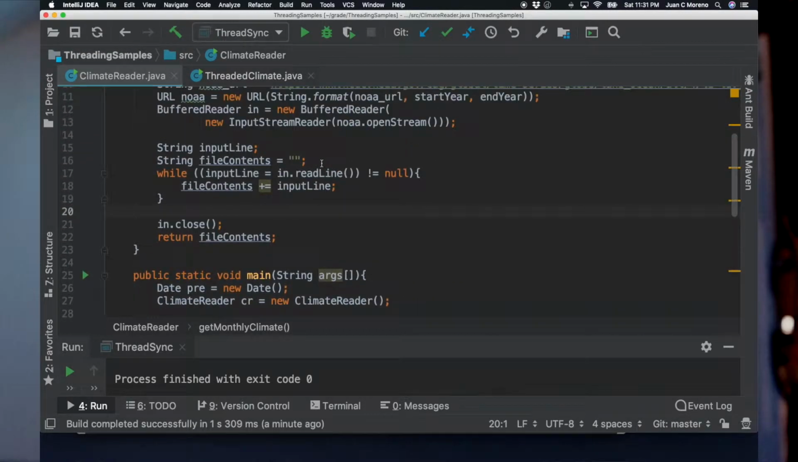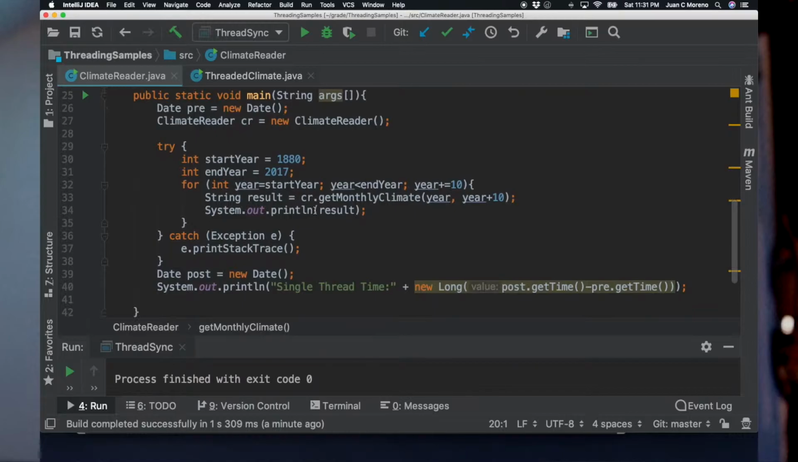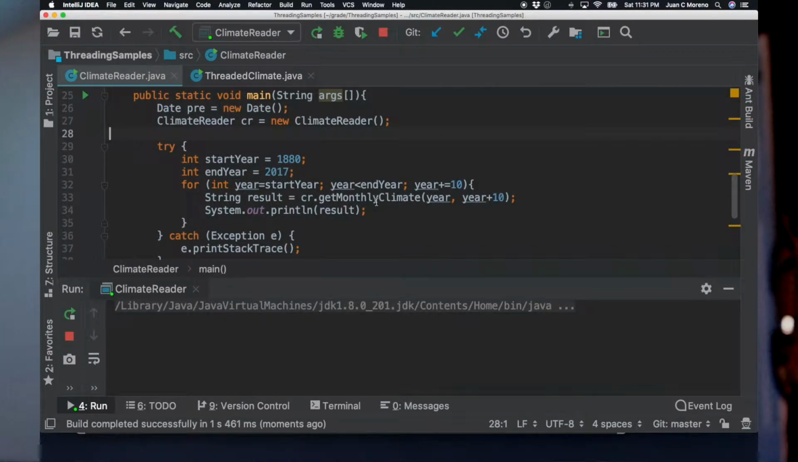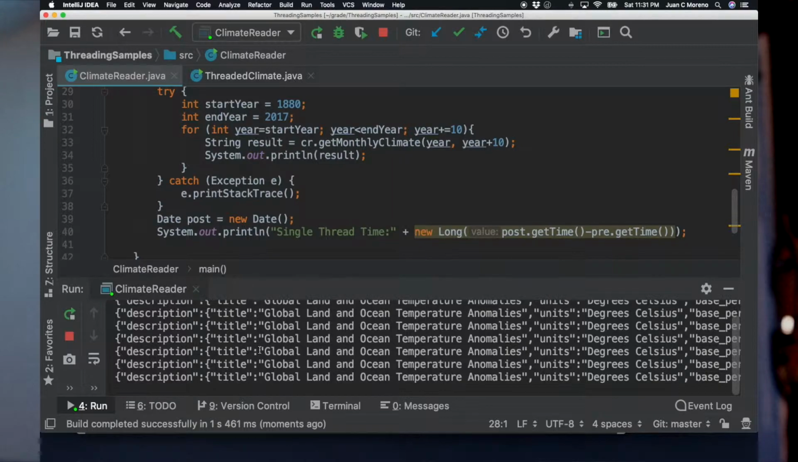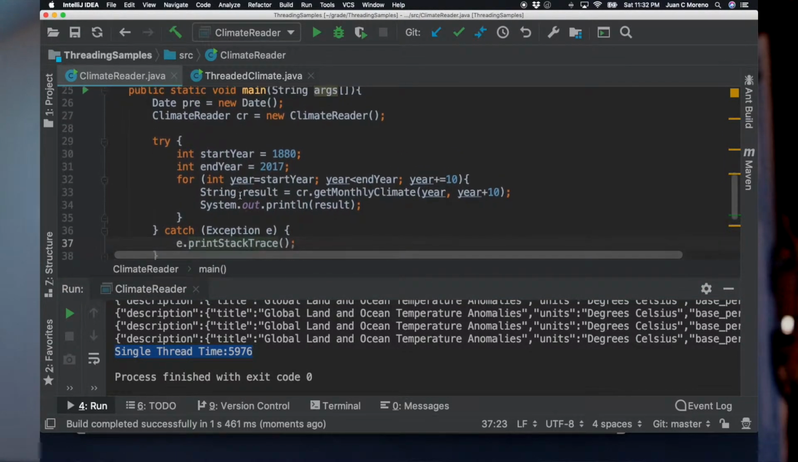It's going to try to retrieve the URL, what the API from the NOAA reports, and then it's going to print the results from that. It's going to do it in increments of 10 years. If we get it in a single thread, going from 1880, 1890, and so on until 2017, we can see from the time calculation that it's done in almost 6 seconds, 5,976 milliseconds. That is on a single thread.